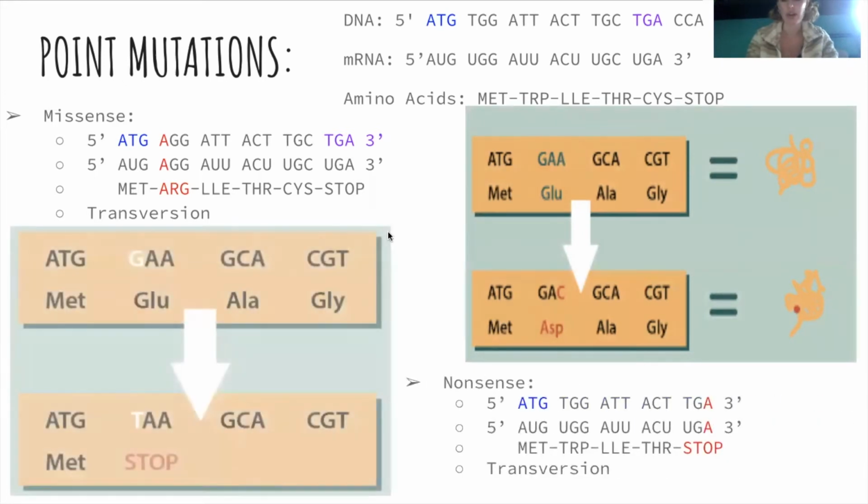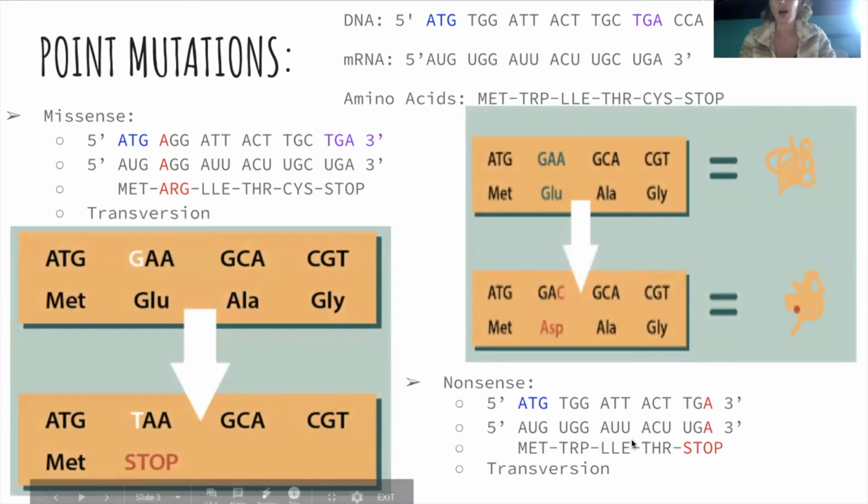Alrighty, and so for a nonsense mutation, we changed here the C to an A, which is also a transversion, and it's going to change the cysteine amino acid to a stop. So what happens here is the protein is going to be stopped suddenly. It's going to be cut in half. It's going to be shortened, and it's most likely going to be non-functional.